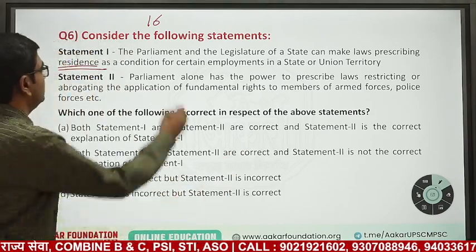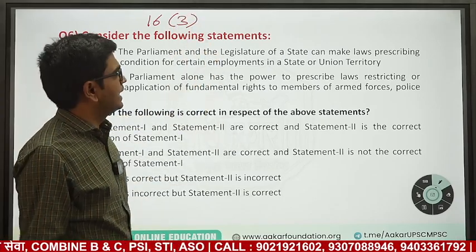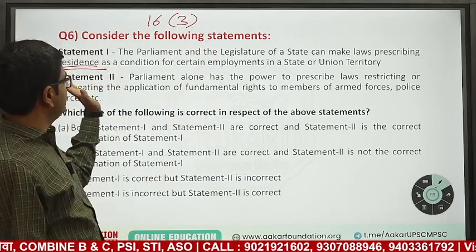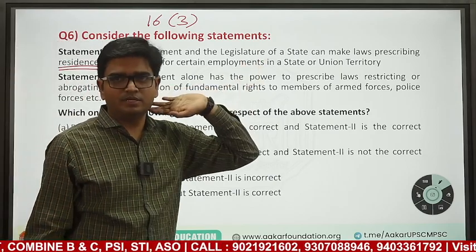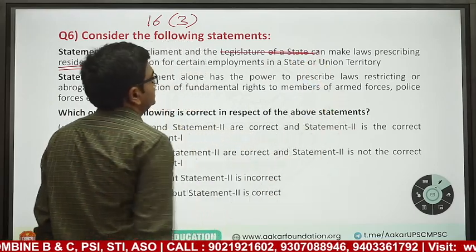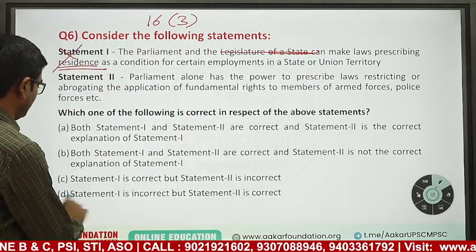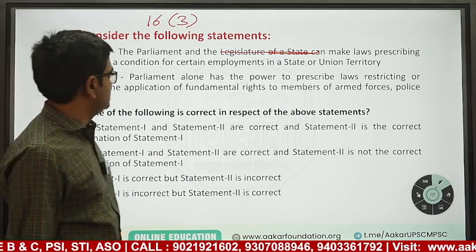This is clearly mentioned in Article 16(3), which mentions that only Parliament can make law prescribing residence as a condition for certain employment in state and union territory, not the state. So this part is wrong. So this statement goes wrong. Automatically the answer will be D. Let us see what the second statement is.